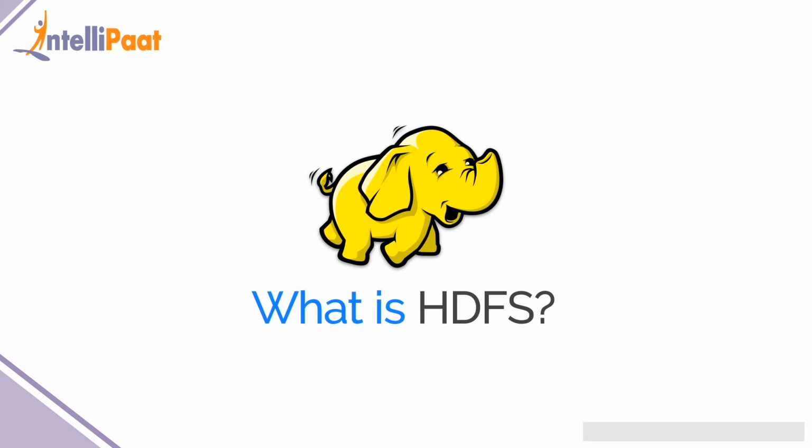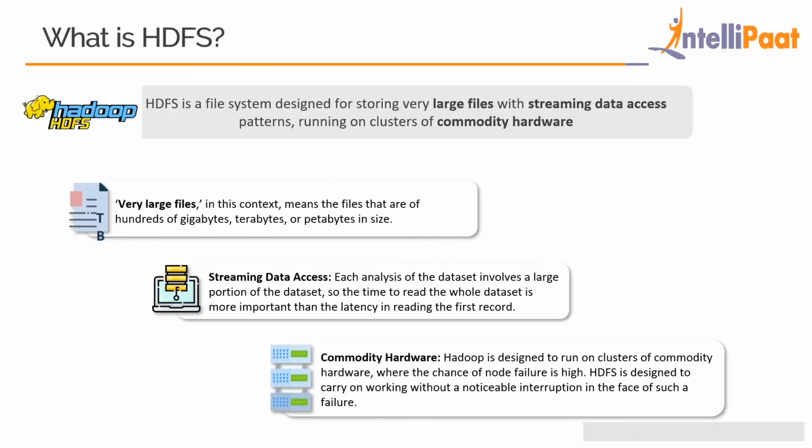So now that we know the differences between a centralized file system and a distributed file system, and we understand what a distributed file system exactly is, let us move on to HDFS, the Hadoop Distributed File System. HDFS is a file system designed for storing very large files with streaming data access patterns running on clusters of commodity hardware. So three things have been highlighted here: large files, streaming data access, and commodity hardware.